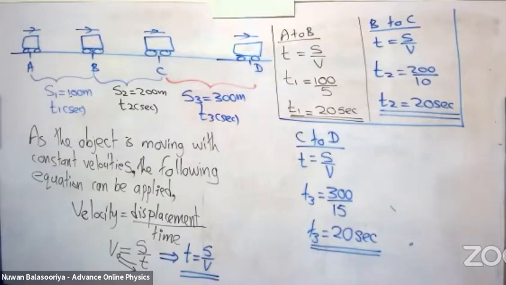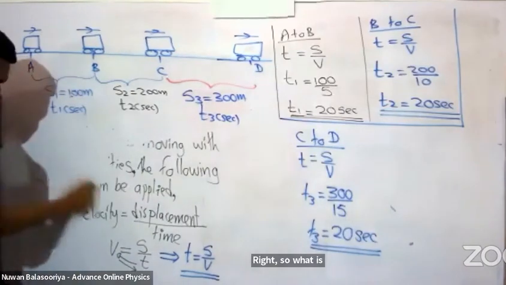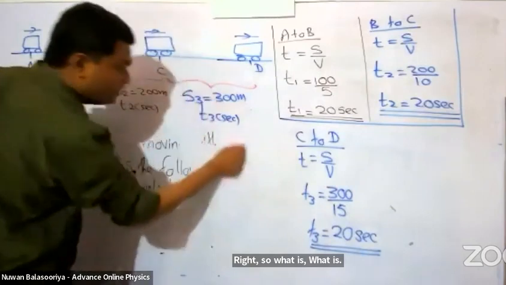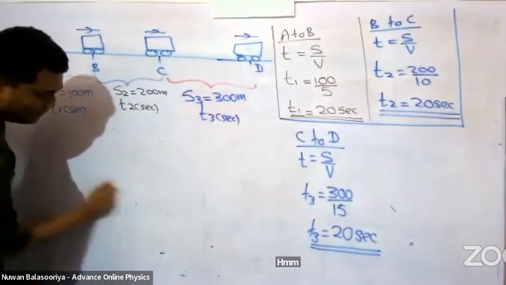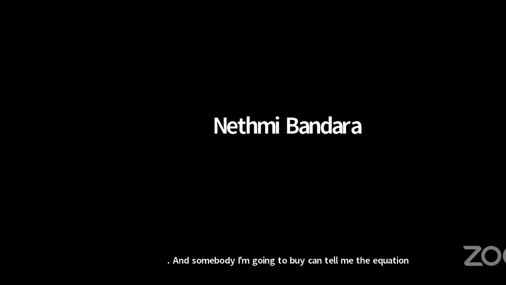Right. So what is average velocity? Can somebody unmute the mic and tell me the equation that we used to find average velocity? Anyone in the class? Total displacement over total time taken.